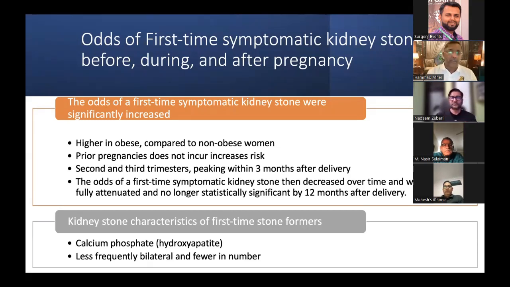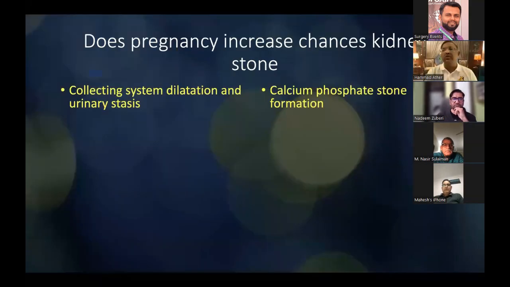prior to the pregnancy. The majority of the stones are hydroxyapatite or calcium phosphate stones. And fortunately, these stones are mostly single; bilateral and multiple stones are relatively less frequently seen.